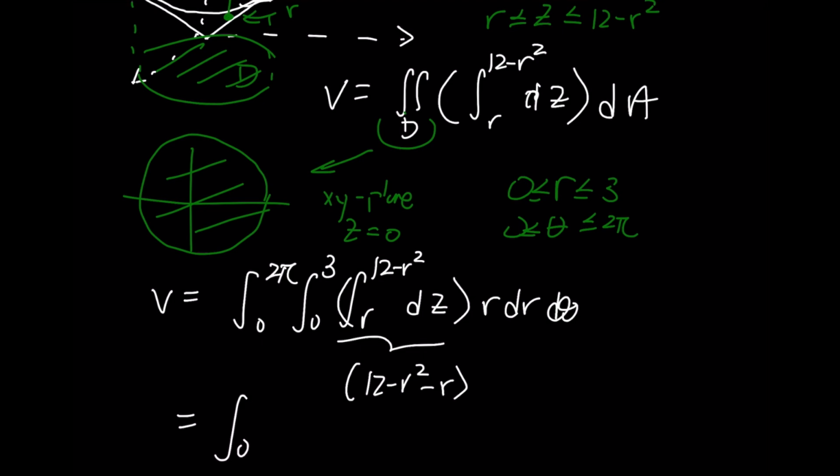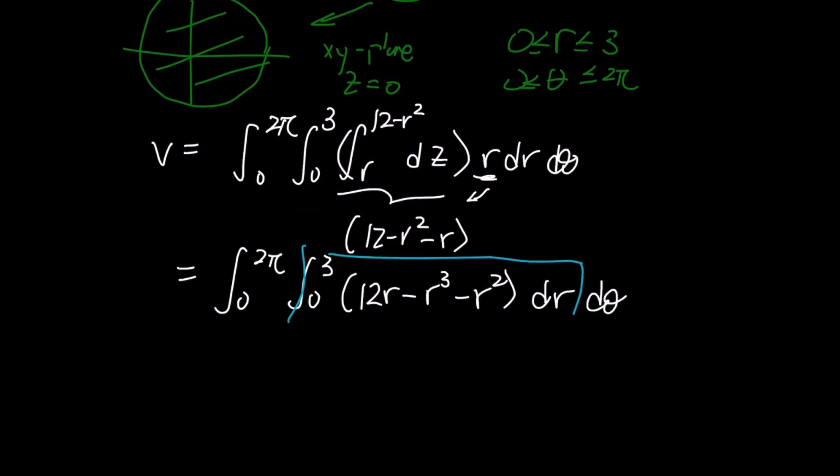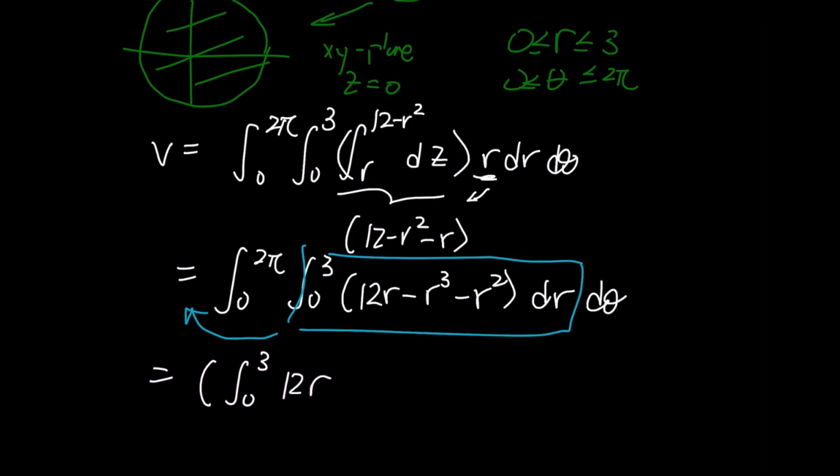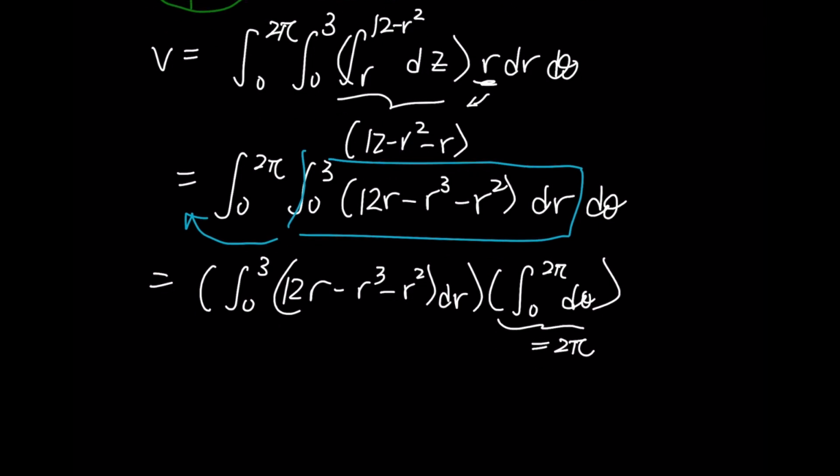So we'll have an integral 0 to 2 pi, integral 0 to 3, 12r minus r cubed minus r squared when we incorporate this r factor inside. As before, this is simply a constant with respect to theta. We can take it outside. And this produces a product of two separate integrals. 12r minus r cubed minus r squared dr times the integral 0 to 2 pi d theta. This will produce a 2 pi.